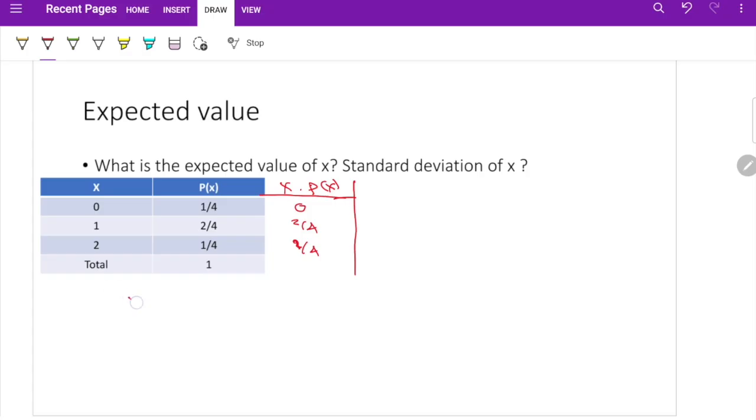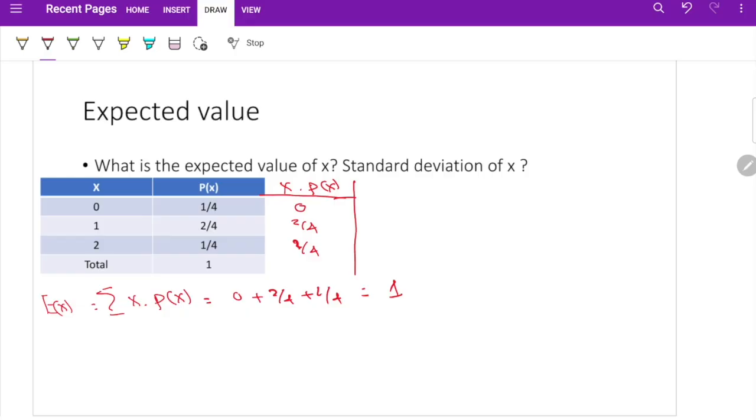So the sum of these is my expected value. So 0 plus 2/4 plus 2/4, which is 1. The expected value for this random variable is 1. It is kind of the mean. The mean of that random variable is going to be 1. What does it mean? The mean number of heads that we're going to get is 1 head. If you do the experiment like 100 times, the average of these, you're going to get 1 head. You're going to see 1 head when you toss 2 coins.